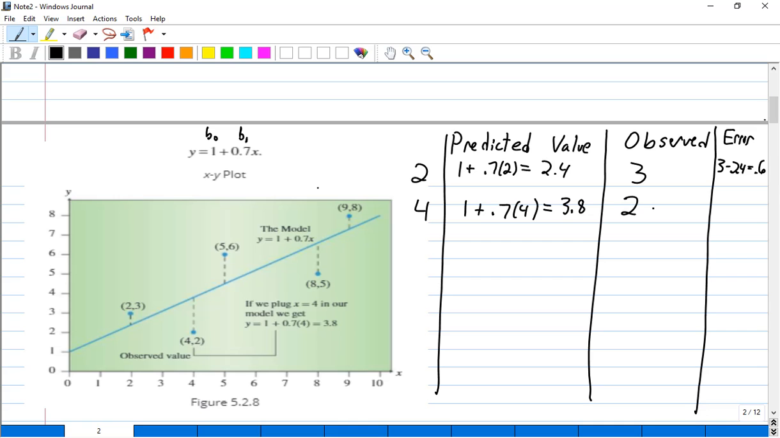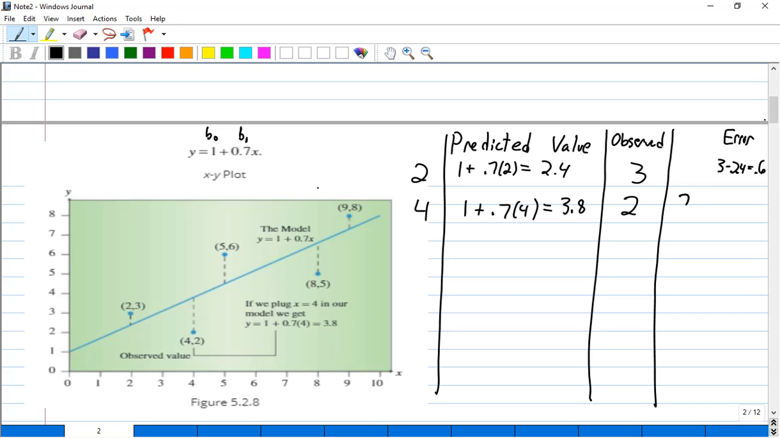So to find the error, we're going to say the observed value, which was 2, minus the predicted value, 3.8. So that's going to be negative 1.8. Okay, and I can do that for every value in my table.